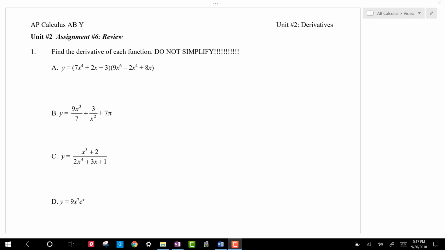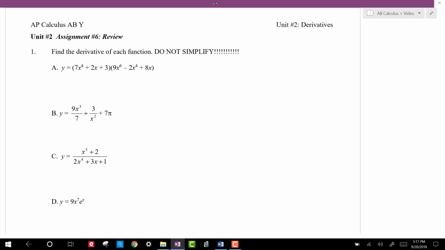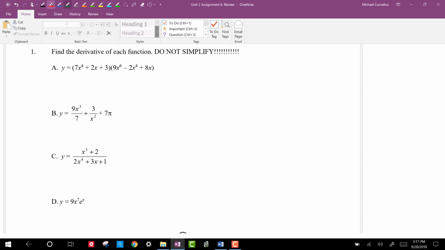Alright, here we are with Unit 2, Assignment 6. This is the review for Unit 2 on derivatives. And so we're going to get going right away here. We're supposed to take the derivative of each function. It says do not simplify, so we're not going to worry about combining like terms and all that kind of good stuff.